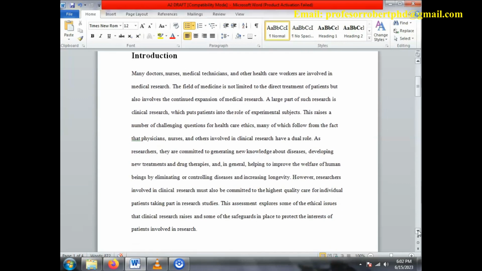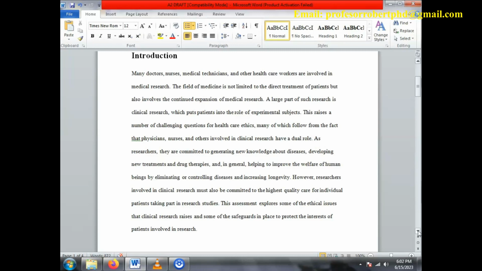Introduction. Many doctors, nurses, medical technicians, and other healthcare workers are involved in medical research. The field of medicine is not limited to the direct treatment of patients, but also involves the continued expansion of medical research. A large part of such research is clinical research, which puts patients into the role of experimental subjects. This raises a number of challenging questions for healthcare ethics, many of which follow from the fact that physicians, nurses, and others involved in clinical research have a dual role.